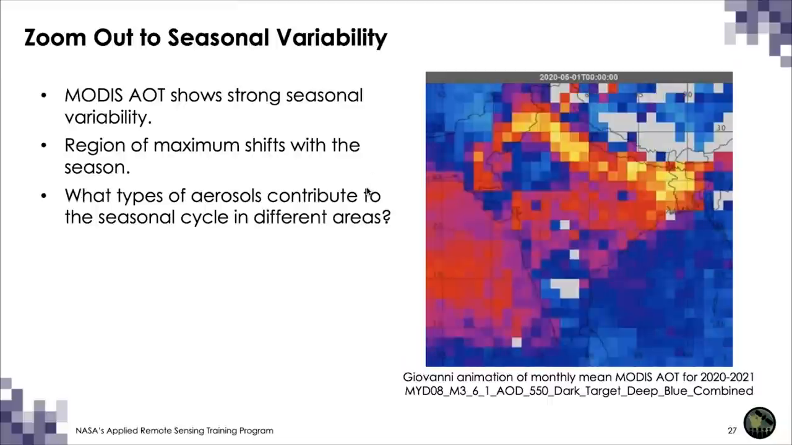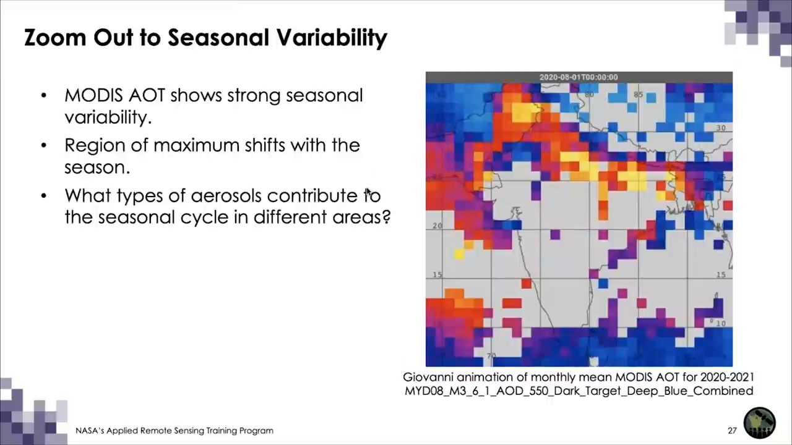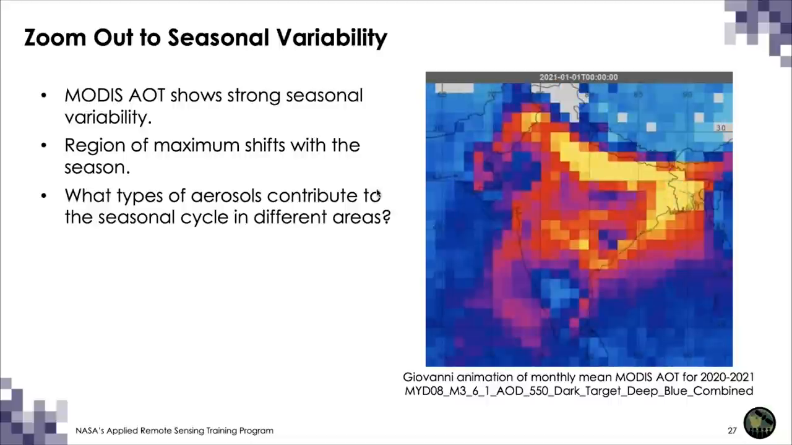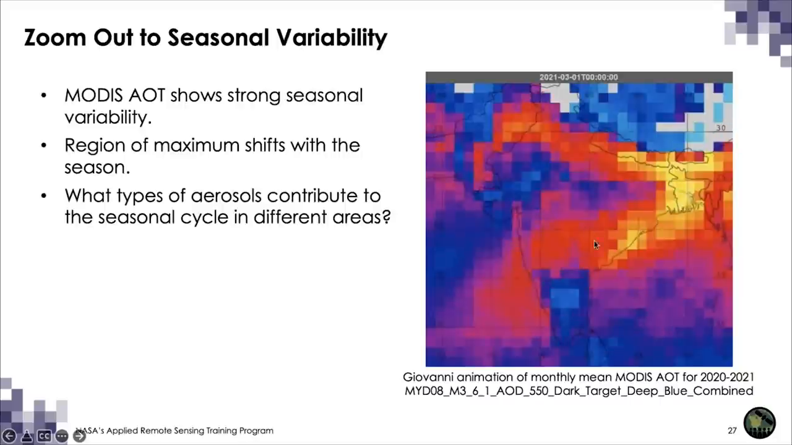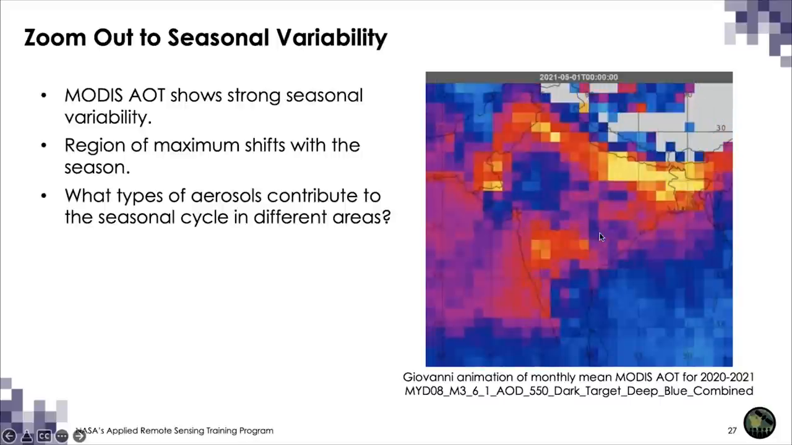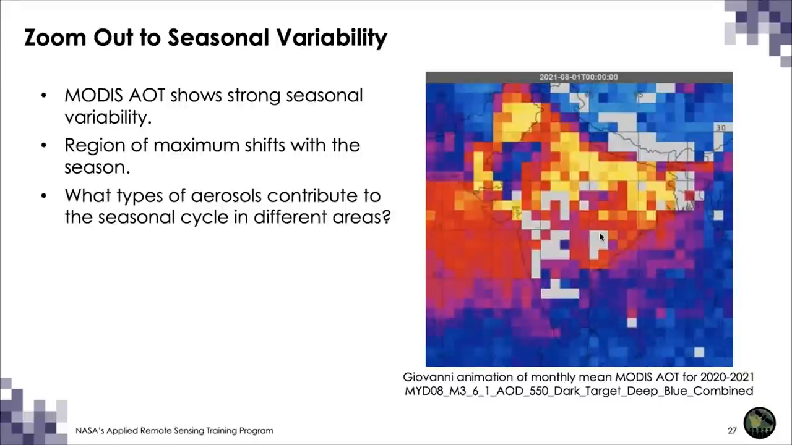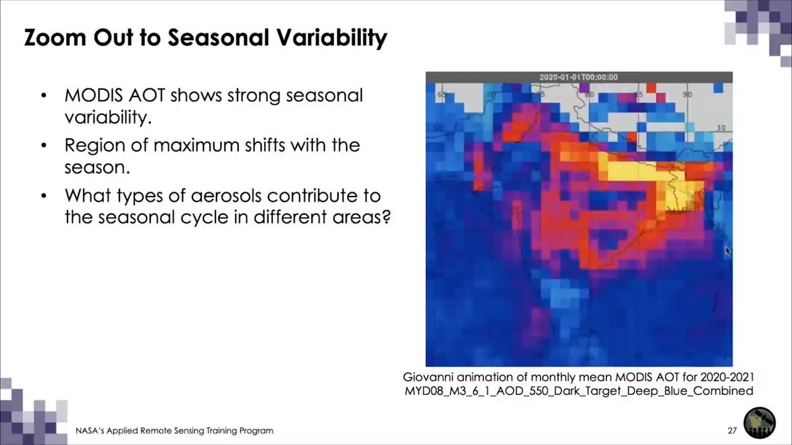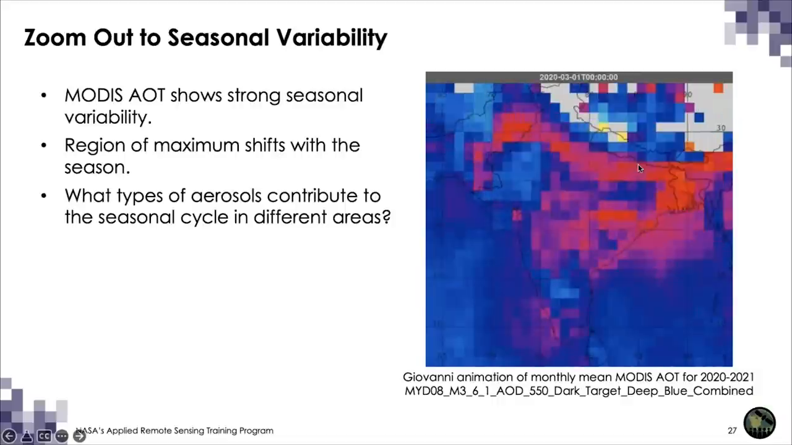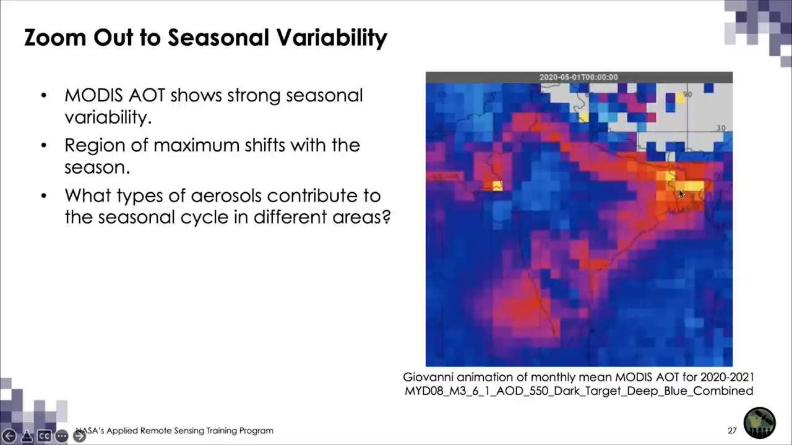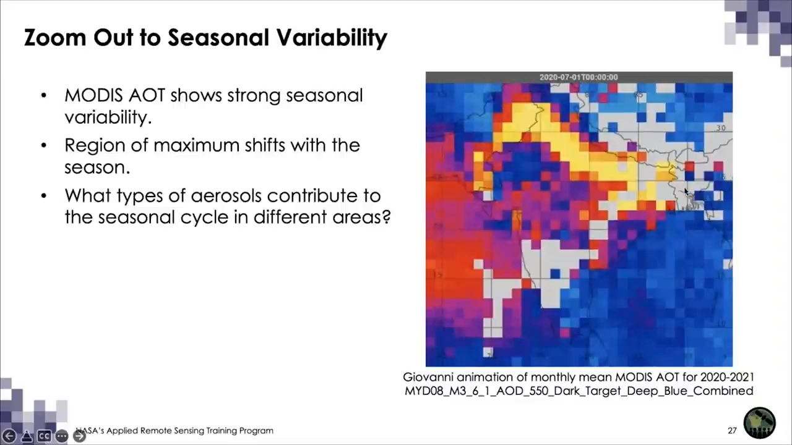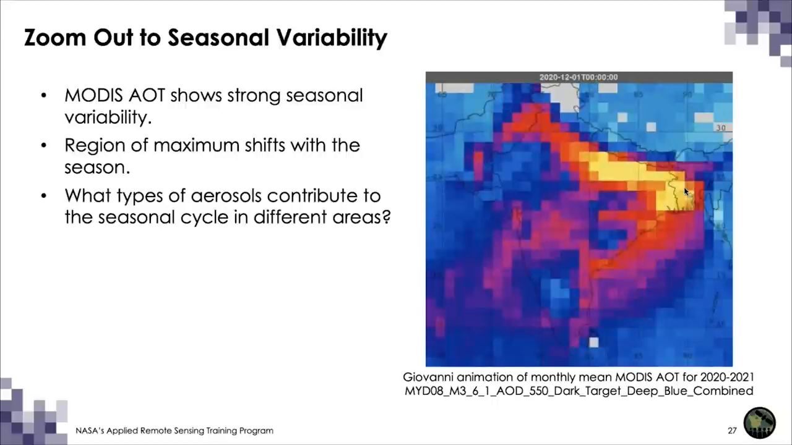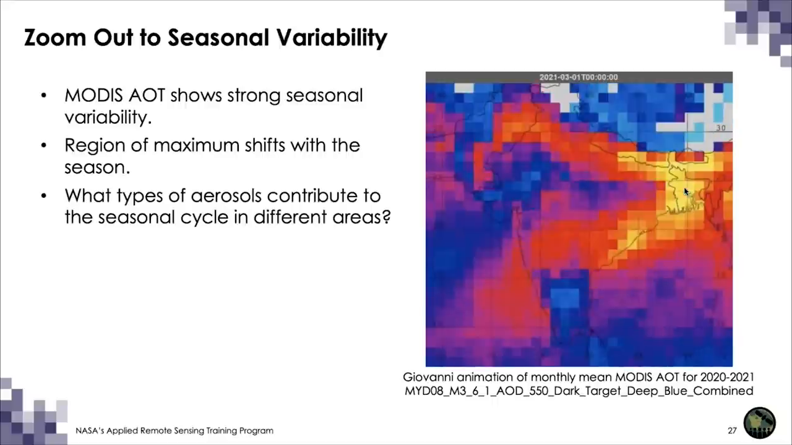For the final portion of this case study, we zoom back out to consider the seasonal cycle. The animation of monthly mean MODIS AOT, shown here, which was generated in Giovanni, one of the tools shown in session 1, shows seasonal variability over Northeast India, with the region of maximum AOT shifting southeastward over the year. We will now look at this seasonality in MERRA-2, and also ask the question of what aerosol types contribute to the seasonality in different areas.